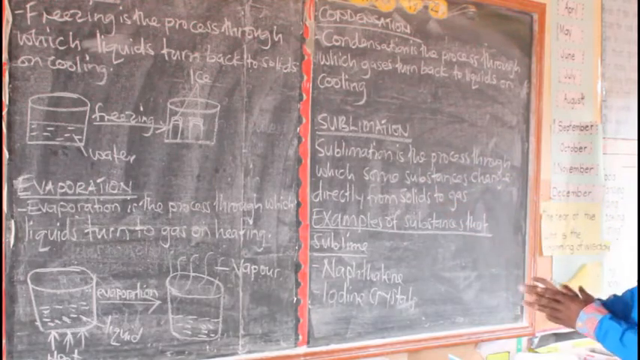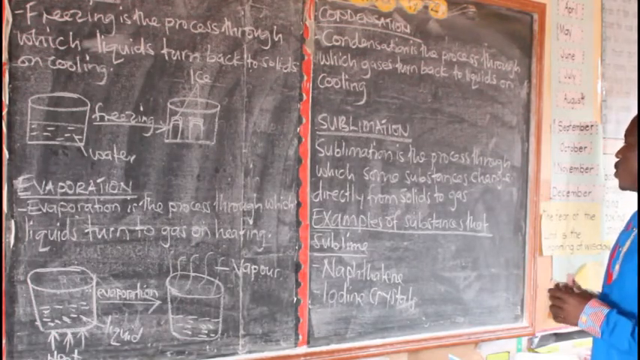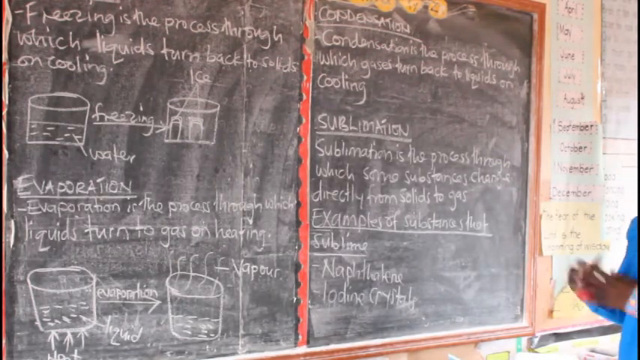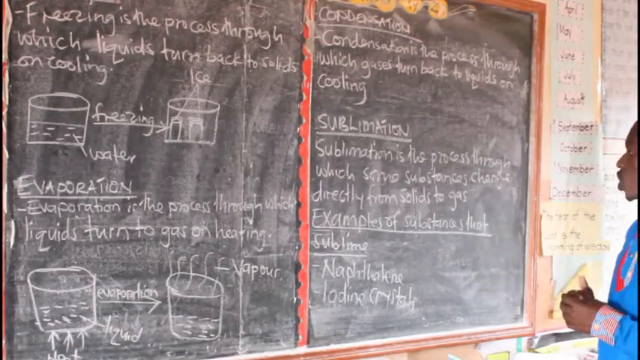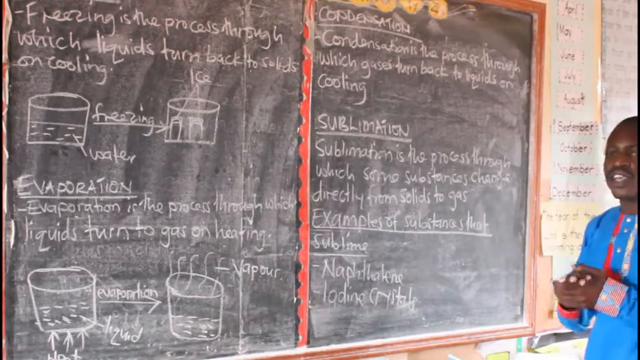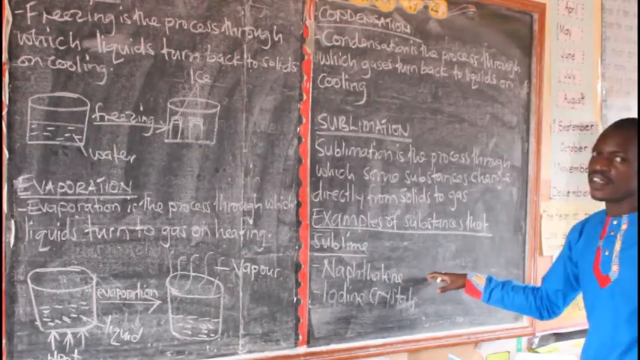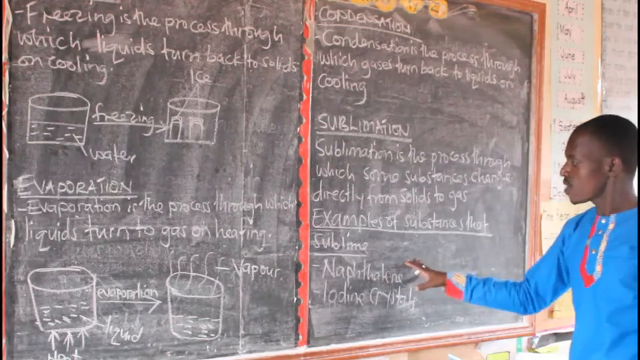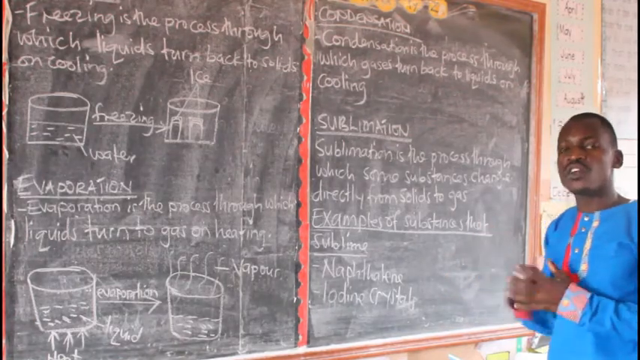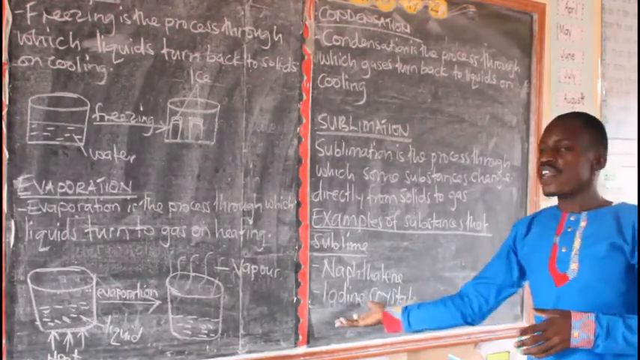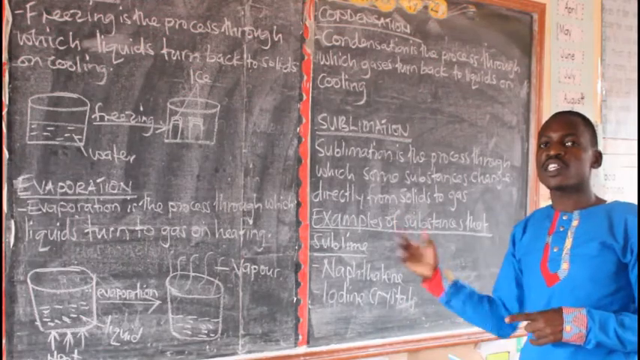Then we have sublimation. Sublimation is the process through which some substances change directly to gases. Instead of changing into liquid first, they just change directly to gas. That is sublimation. And what are some of the substances that can sublime? One is naphthalene. Naphthalene is a solid, but when you heat it, it can go into gas. Then we have iodine crystals. With iodine crystals, when you heat them, they also change directly into gas.